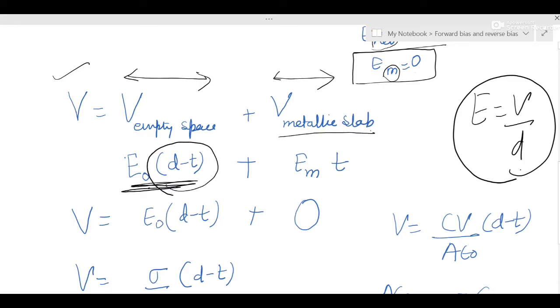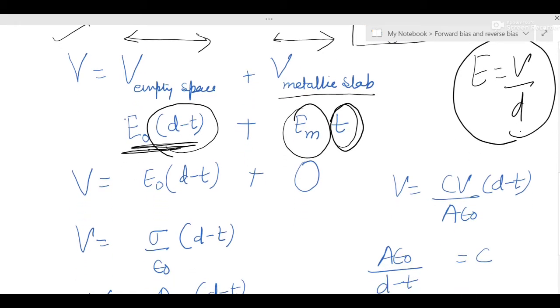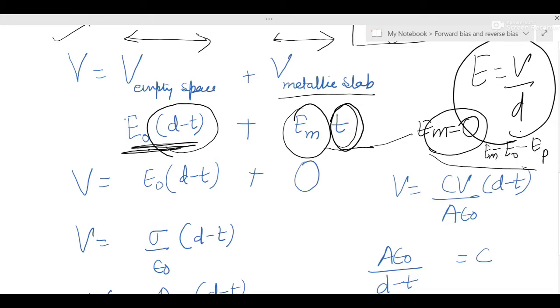How much is the electric field? EM. And how much is the thickness of metallic slab? T. So E in medium we have just seen that it is 0. E in metallic slab is always 0 because EP was equal to original. So subtraction was coming 0. So yeah, E medium is 0. So this term becomes 0. Next is as it is.